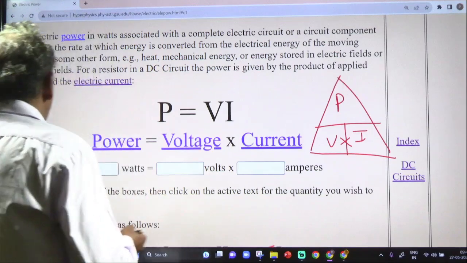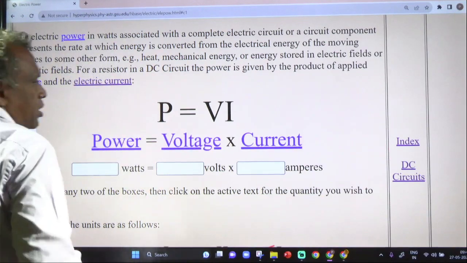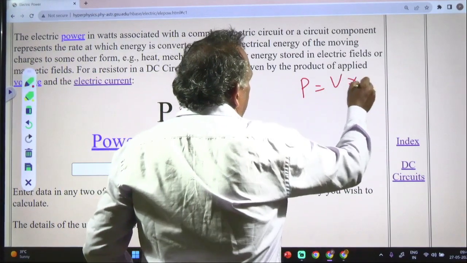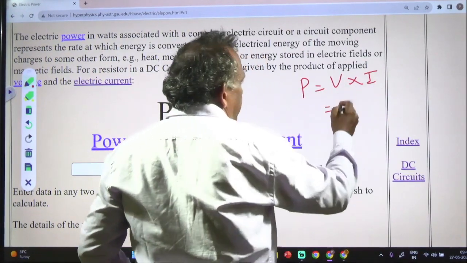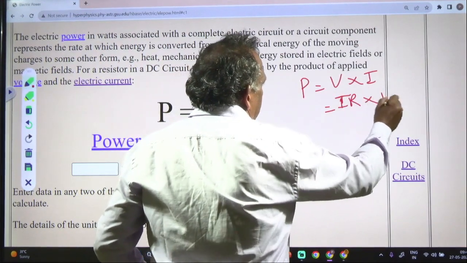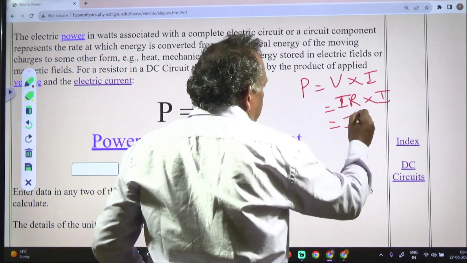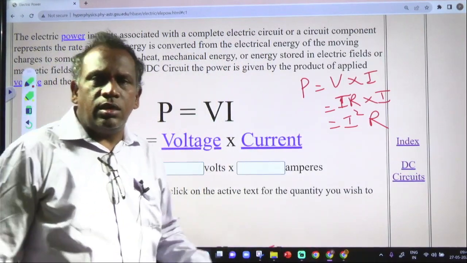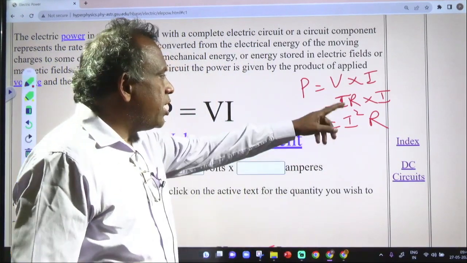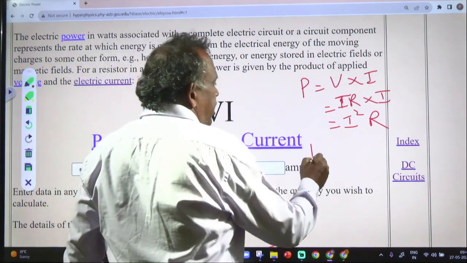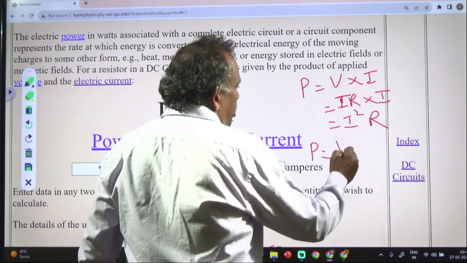This also will have three formulas. Power is equal to voltage into current. So voltage can be written as current into resistance, so it is nothing but power is equal to I square R. Square of the current into resistance. This is another formula.